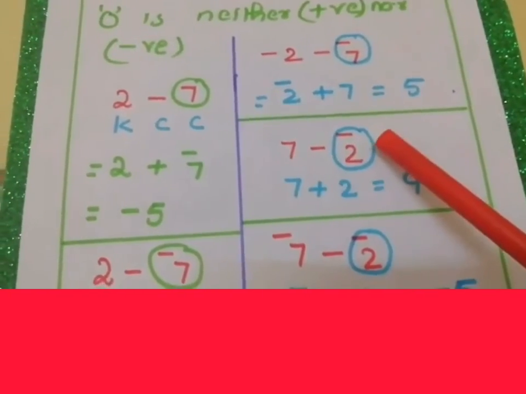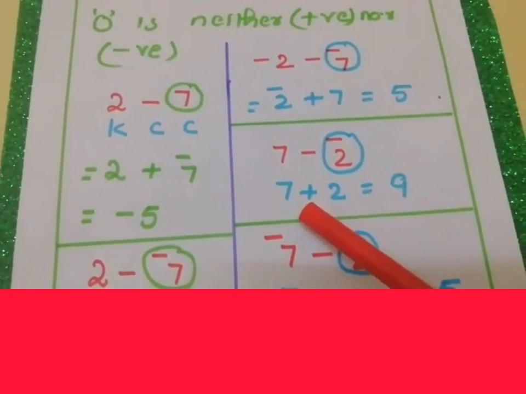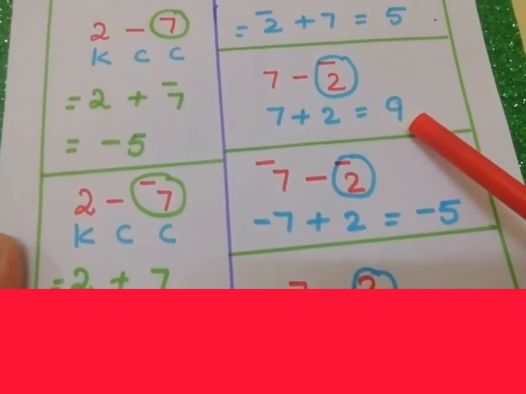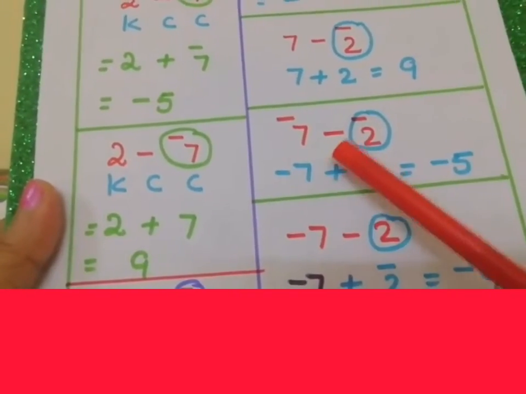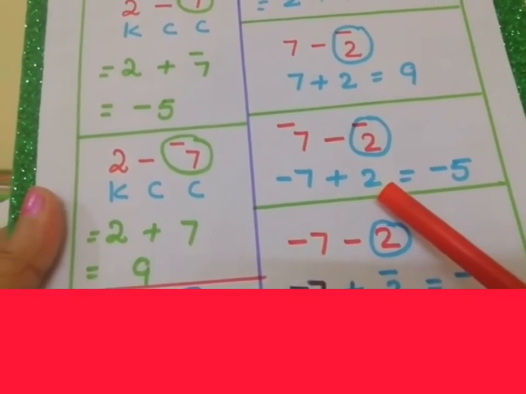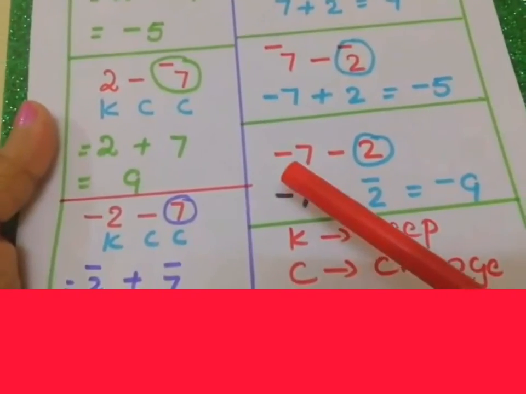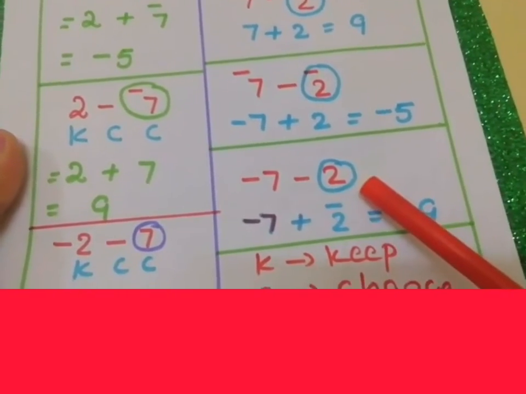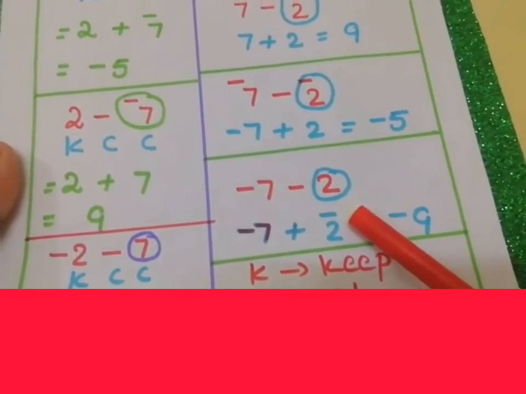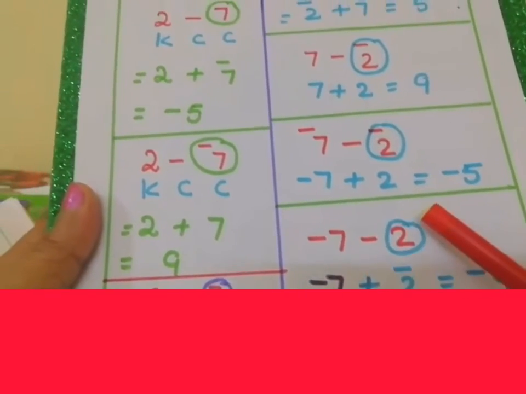7 minus negative 2. 7 same, minus will become plus, negative 2 change to positive 2, answer is 9. Negative 7 minus negative 2. Negative 7 plus 2, that's the second step, which is equal to negative 5. Negative 7 minus 2. Negative 7 plus negative 2 is equal to negative 9. So this is the method.